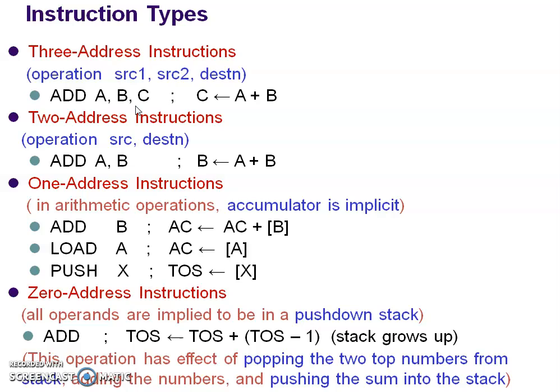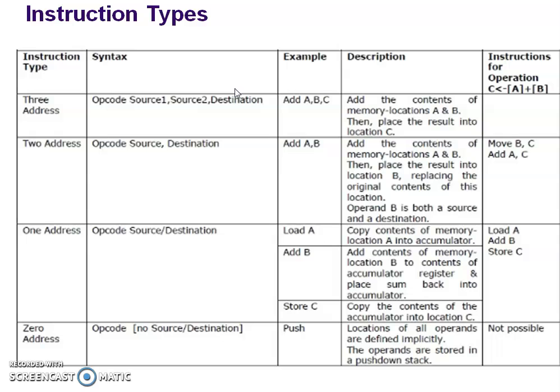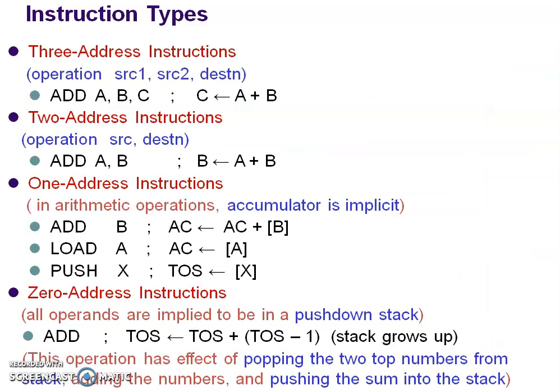So add A comma B comma C means that the operands from A and B will be added and the result will be stored in C. So this is the register transfer notation. One more thing you need to keep in mind is, for register transfer notation, you need to enclose the variables within the square bracket, so that the content of A and B you will be getting.